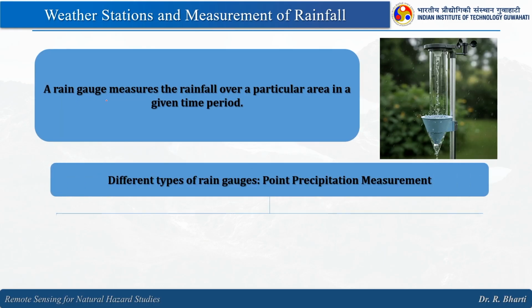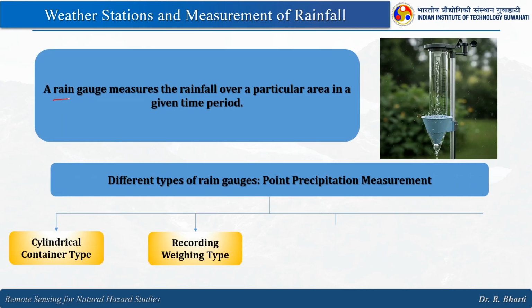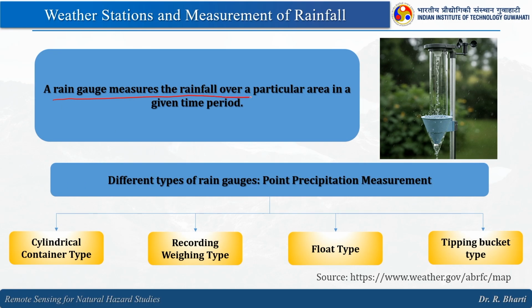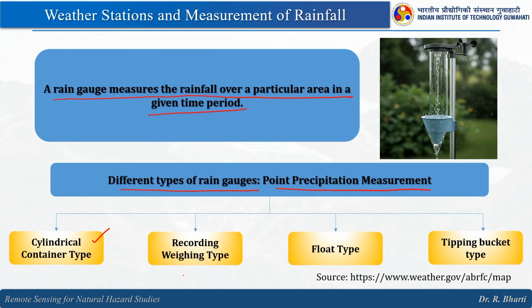Weather station and measurement of rainfall. A rain gauge measures the rainfall over a particular area in a given time period, and there are different types of rain gauges which are used for the point precipitation measurement. So, here we are talking about the in situ measurement. We have cylindrical container type, recording weighing type, float type or tipping bucket type, right. These are used for the point precipitation measurement.